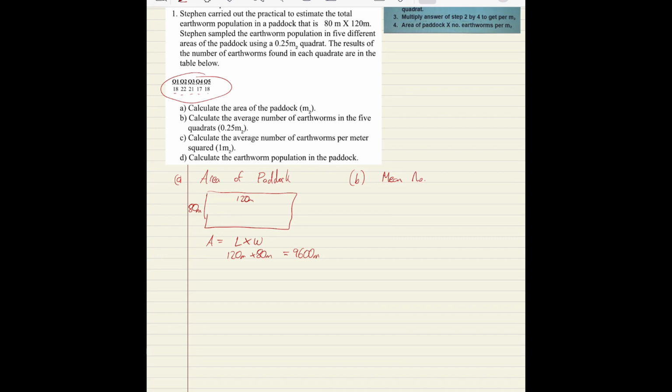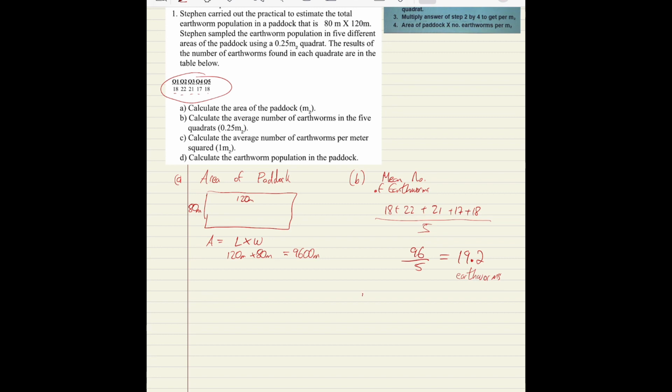mean number of earthworms. So that is going to be 18 plus 22 plus 21 plus 17 plus 18, all divided by 5 because we have 5 different numbers. So that adds up to 96 divided by 5. So we have 19.2 earthworms in each quadrat. I'll just put earthworms here.